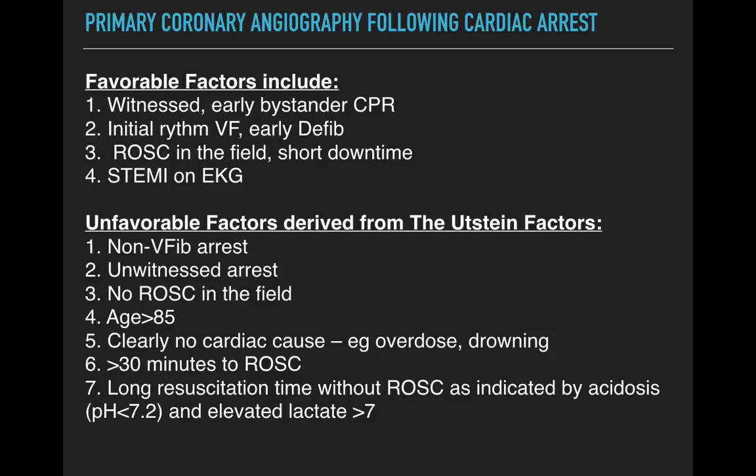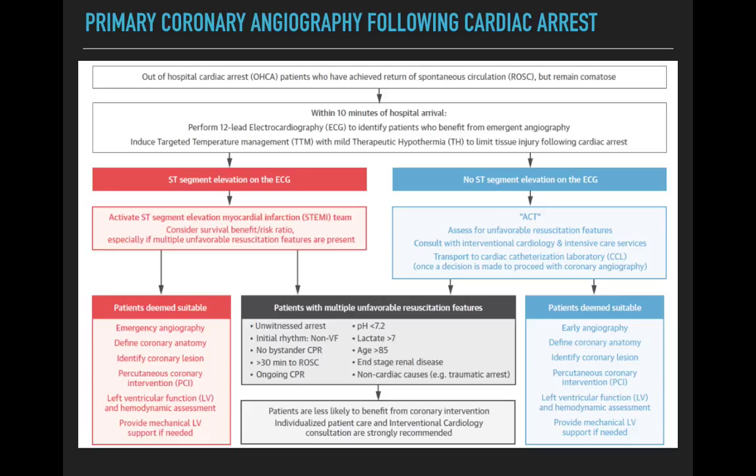Favorable factors are witnessed, bystander CPR early, initial rhythm VF, early defibrillation, ROSC in the field, recurrent VF with recurrent ROSC, short downtimes, or a STEMI on your 12 lead. Those patients need to go to cath. Unfavorable characteristics are everything you would think: non-VF arrest, asystole, PEA, elderly, no ROSC, long downtime, and then things like acidosis and lactic acidosis, things that are reflective of prolonged resuscitation.